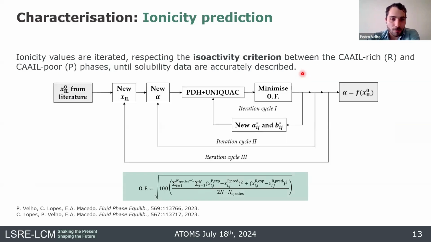So how do we do that? We start by taking solubility data from literature. Then we take these values as maxima, as boundaries, for iterating a composition of ionic liquid in solubility data. Then we start iterating values of ionicity, repeating a lot of times until we finally describe the solubility data the best way we can, still respecting the isoactivity criterion. And this allows you to estimate the degree of dissociation for ionic liquids in binary mixtures just based on solubility data.